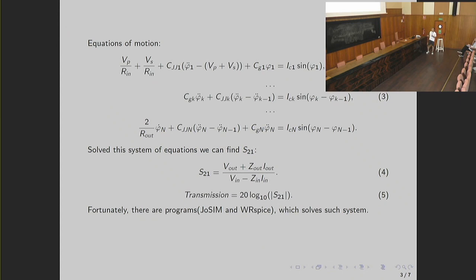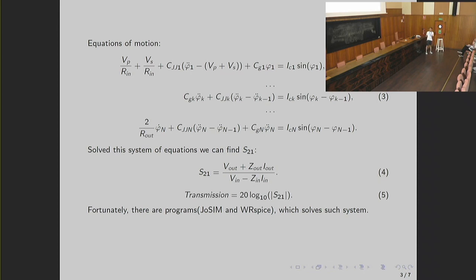Next, we can write the equation of motion of our system. The first one is the coupling with our input, the last one is the output, and the middle one is just our amplifier. So solving this system of equations, we can obtain voltage and current, and calculate by definition S21. And our transmission by definition has such a formula.